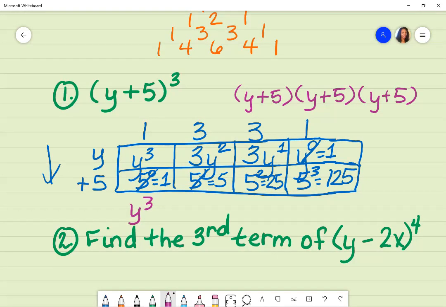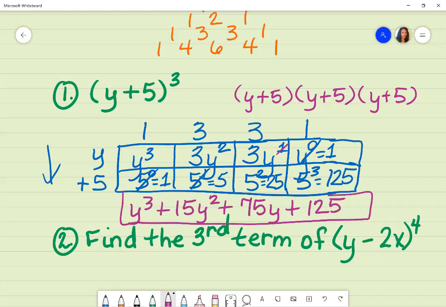3 times 5 is 15. And then I have a y squared. 3 times 25 is 75. And you always have to have signs in between. And I have 1y. And 1 times 125 is 125. That is my answer. And again, I am counting down 3, 2, 1, and then there's no y's left, okay?